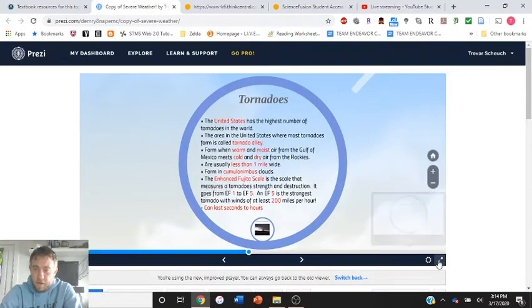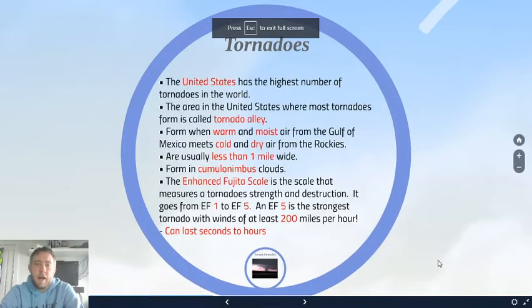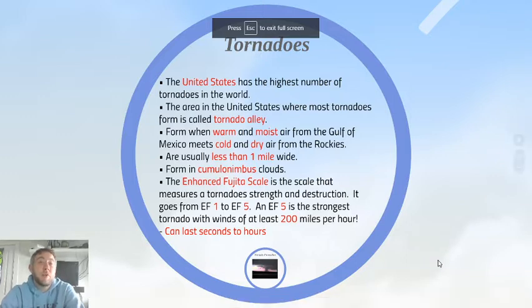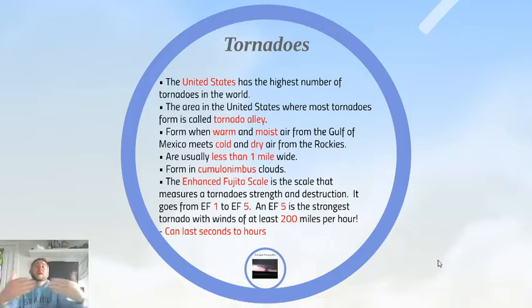That's pretty cool. So, tornadoes. We here in the United States have the highest number of tornadoes in the world. If you remember when I talked about the air masses colliding in the middle of the United States, that's why. And right there in the middle of the United States where those air masses collide, it's called Tornado Alley. We get warm and moist air from the Gulf of Mexico. Cold, dry air from the Rockies comes together, all right, and creates those cumulonimbus clouds where we get really, really strong storms, hail, tornadoes. They're usually less than a mile wide, okay?